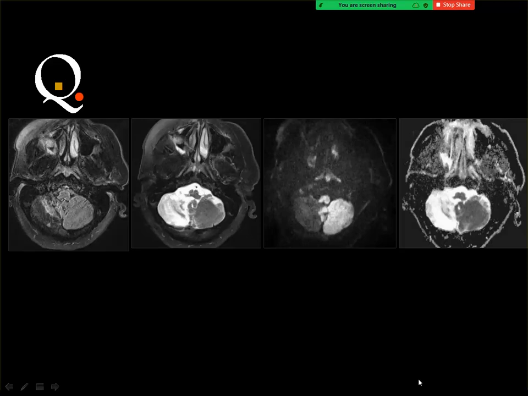Next case is an MRI of the cerebellum. Then this is FLAIR, and this is T2, and this is diffusion, and this is ADC.